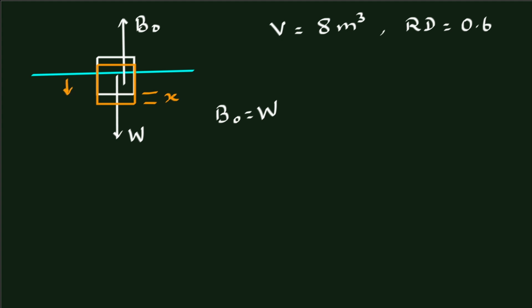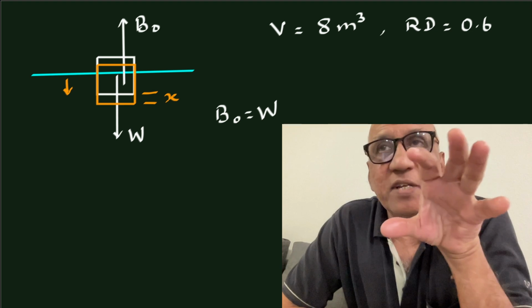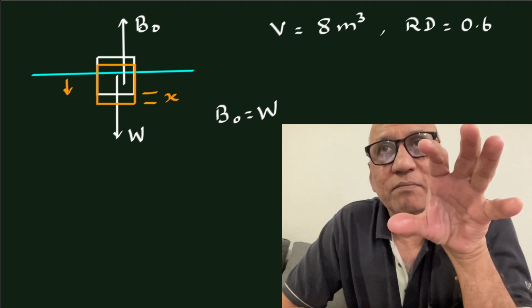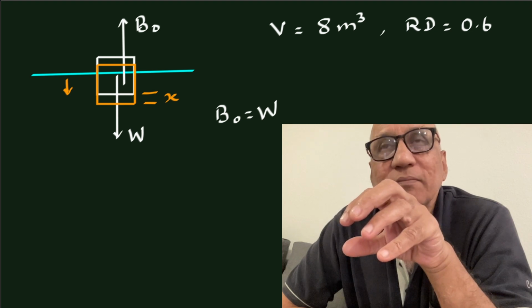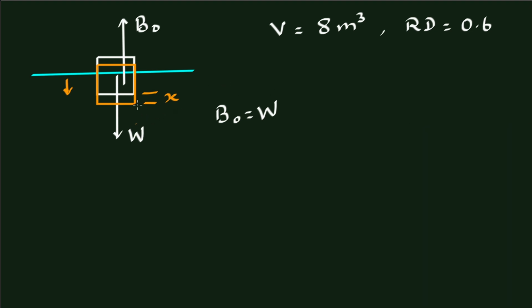Now first I'm going to say this in words. Initially the net force was 0. So any change in the force is the new net force. Now weight will not change while it's oscillating. The buoyancy will change. So the change in the buoyancy is the new net force.